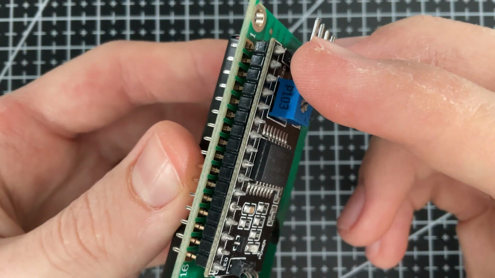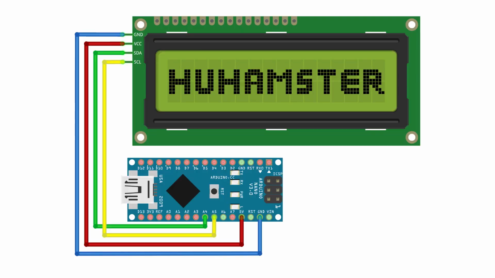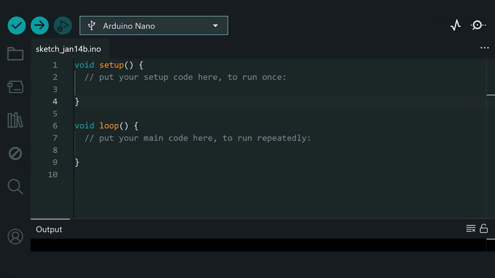Make sure you align it correctly. Once that's done, let's connect it to the Arduino. Connect ground to ground, VCC to 5 volts, SDA to analog pin A4, and SCL to A5. Time for the software side.